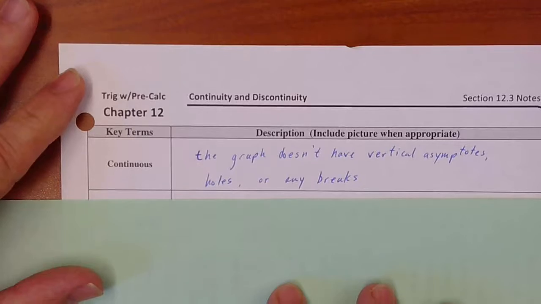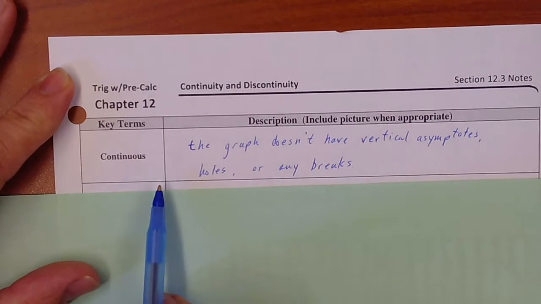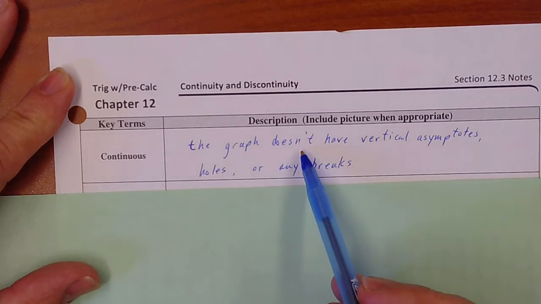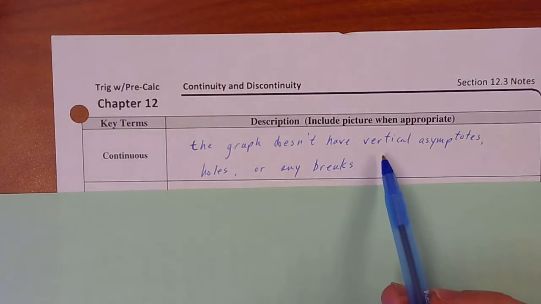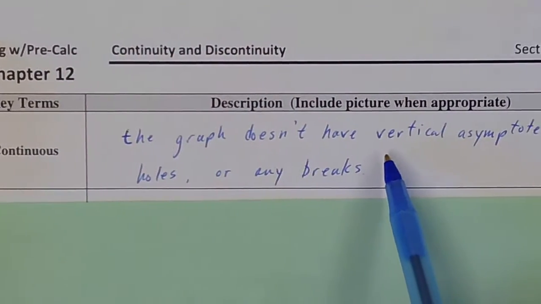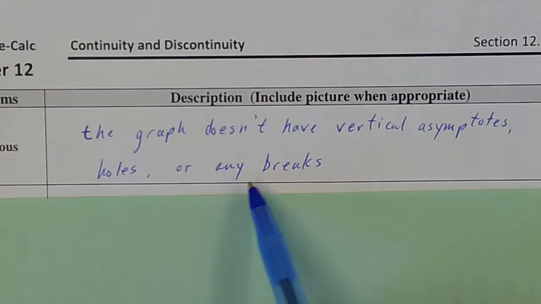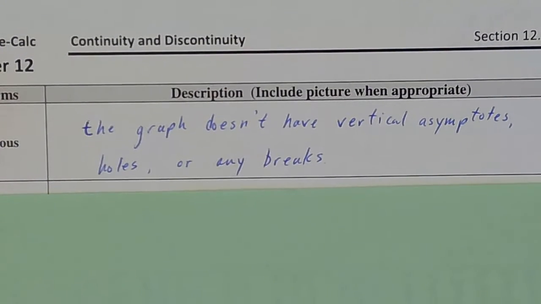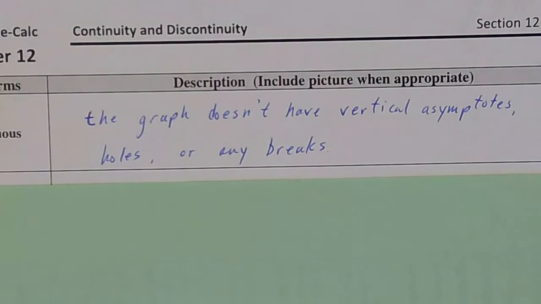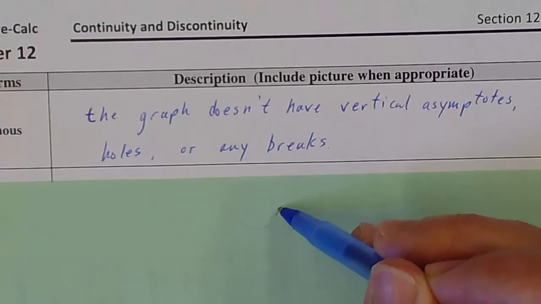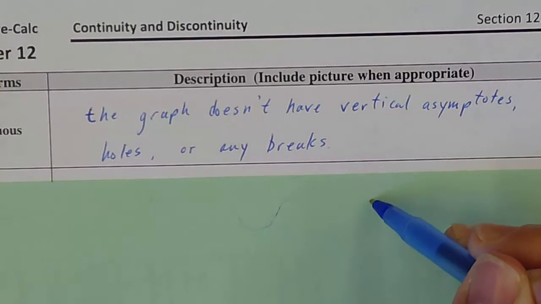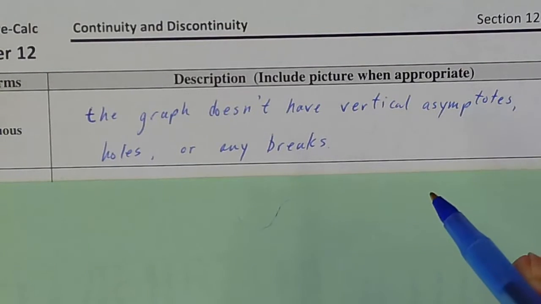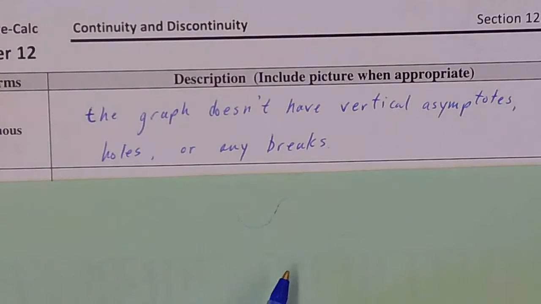Here's what it means for a function to be continuous. Go ahead and write this in. The graph does not have vertical asymptotes, holes, or any breaks. The graph doesn't have vertical asymptotes, holes, or breaks. And usually when it's continuous, you can always kind of draw the graph, right, without lifting up your pen or pencil. So that's another way to make sure it's continuous, right? If you pick it up to continue drawing it, it's because it's maybe discontinuous.